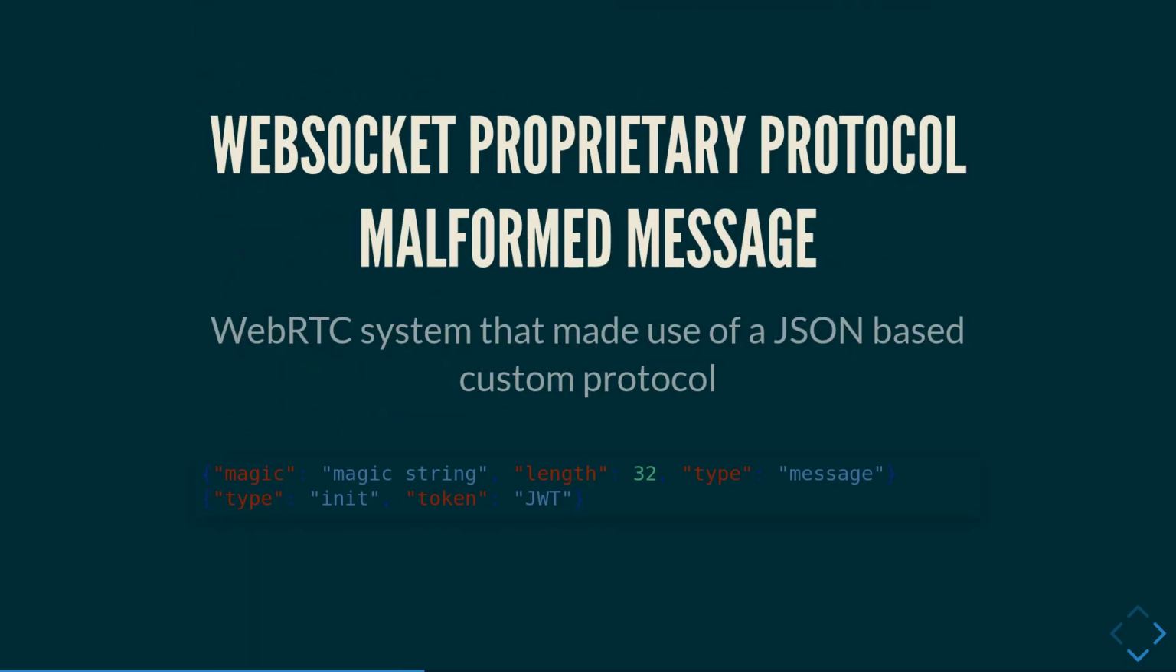Now, something quite different, but specific to WebRTC. So we were testing a WebRTC system that made use of a proprietary protocol for the signaling on top of WebSockets, which looked similar to the following message. So you have the first JSON message, which is the header describing the second message. Essentially, the header specifies the length of the body and the type of the body.